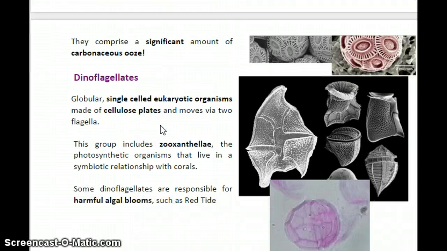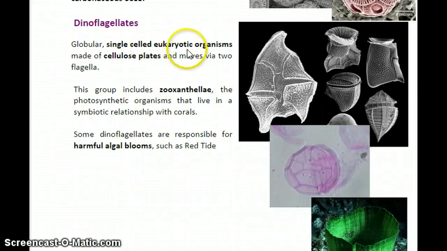Another type, dinoflagellates. These are also single-celled eukaryotes. Their test is made up of cellulose. Think about the consistency of your fingernails. That's sort of what the cellulose would feel like. And they can move with little flagella that stick out. Here's one under a microscope. You can kind of see its flagella here.